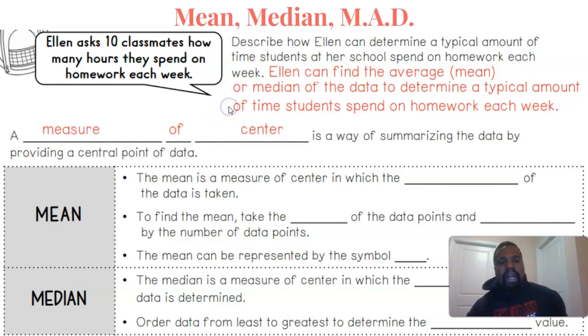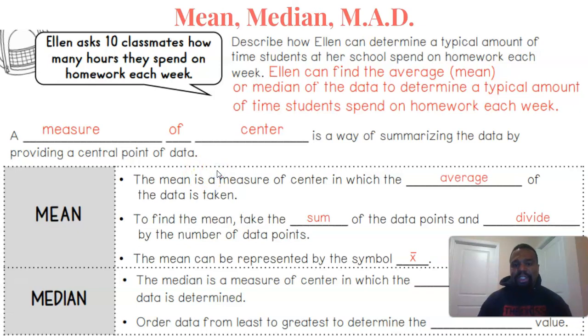When we're looking at a measure of center, you're trying to summarize the data that you collected so you can analyze and interpret it. When we talk about mean, we're talking about the average. To find the average of your data, you add all of your data together, and you divide it by how many numbers are in your data set. That's symbolized by the symbol X with the bar over it.